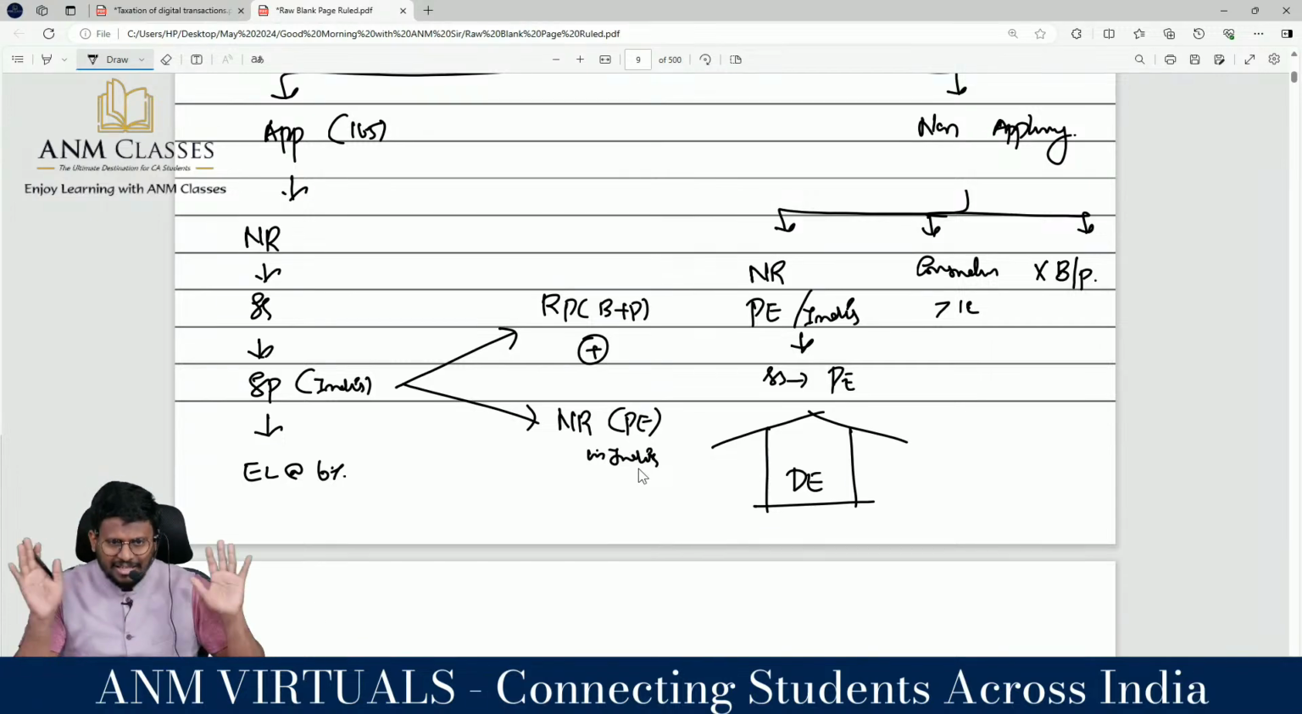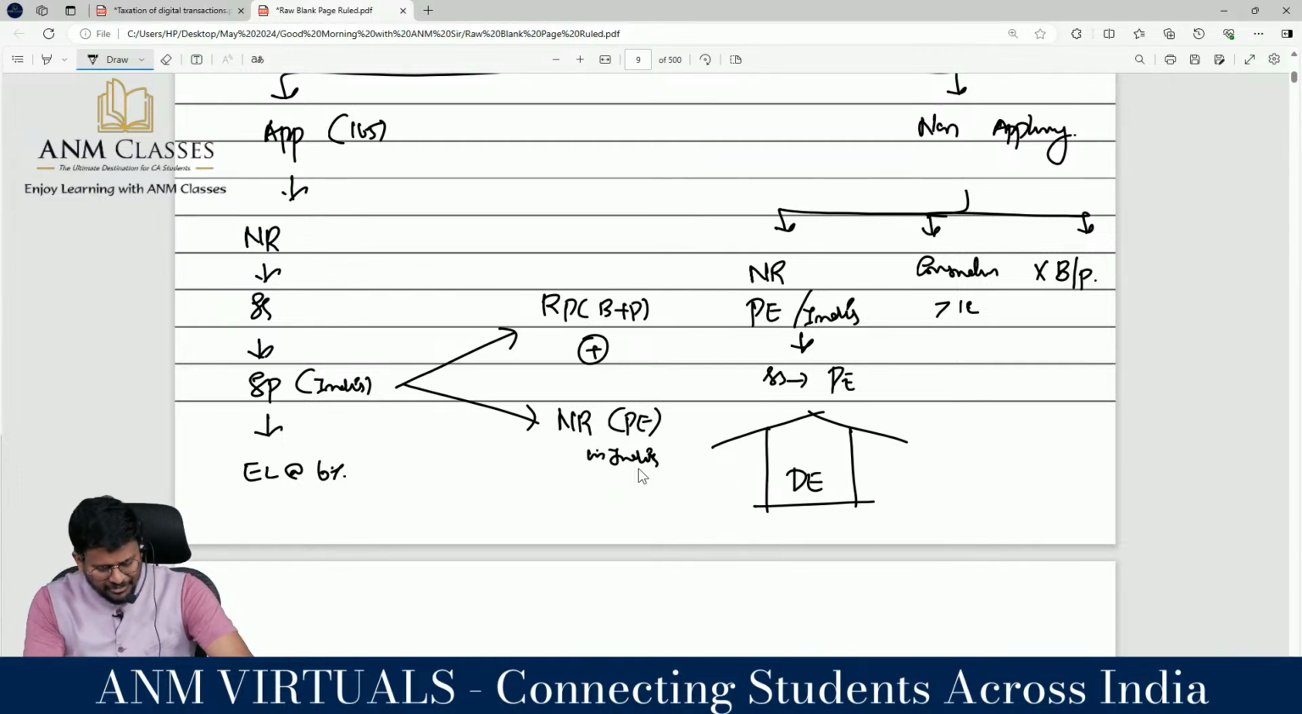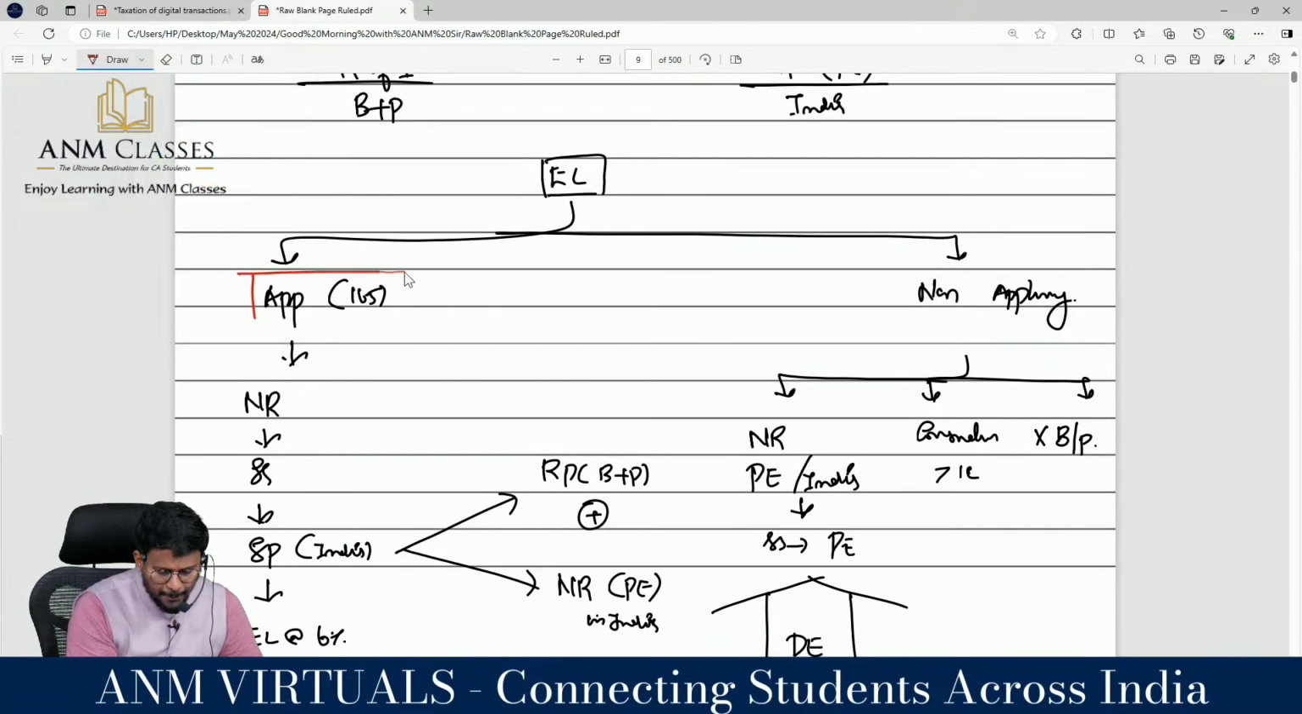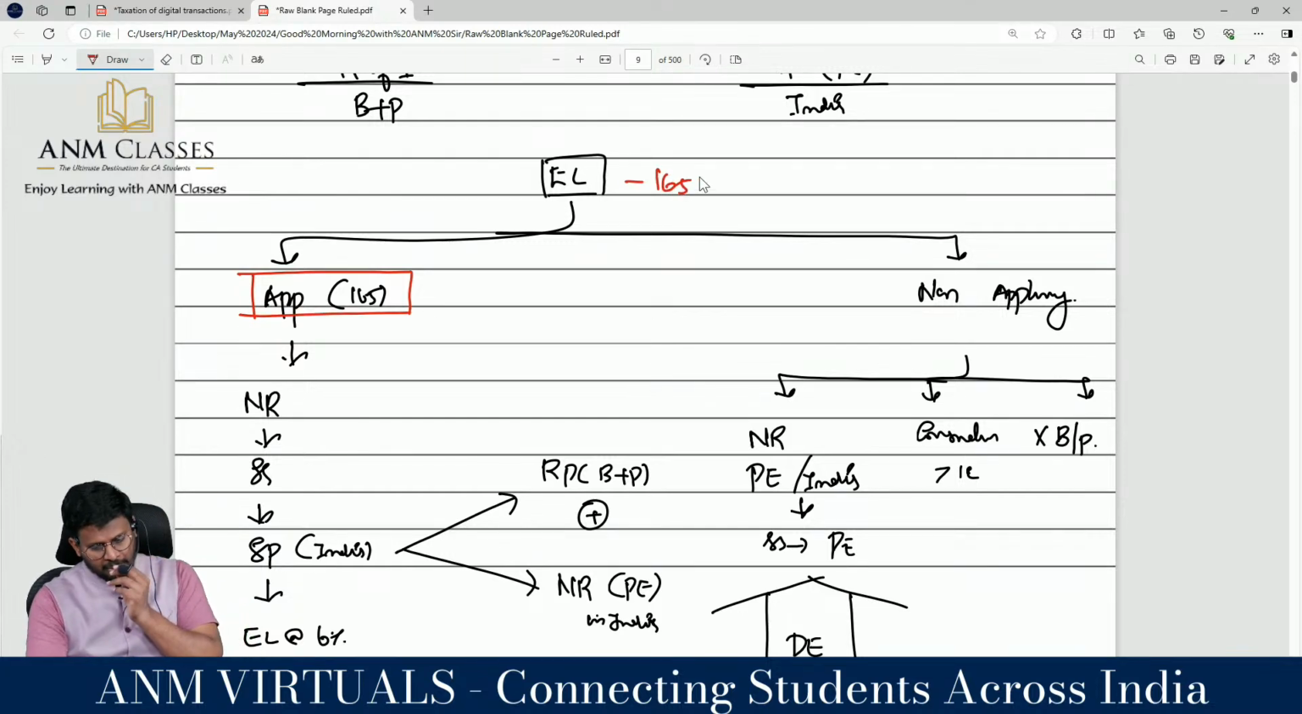That is the difference. With TDS, you can take credit. And equalization levy is a final tax. Beyond that, you cannot claim anything. That is the only difference. So tell me, equalization levy we are classifying into two categories, applicability and non-applicability. We are now talking about section 165, right?